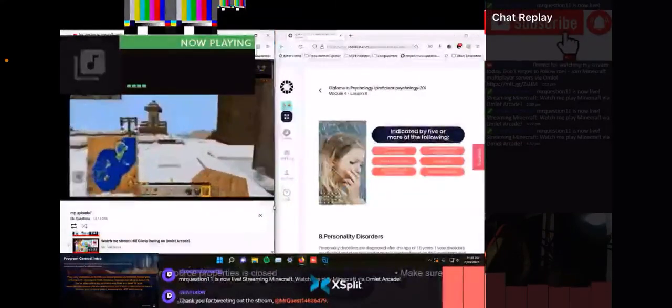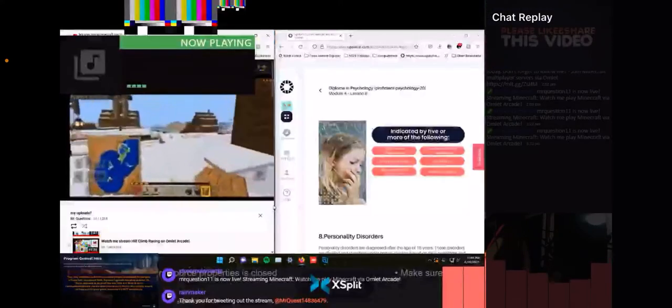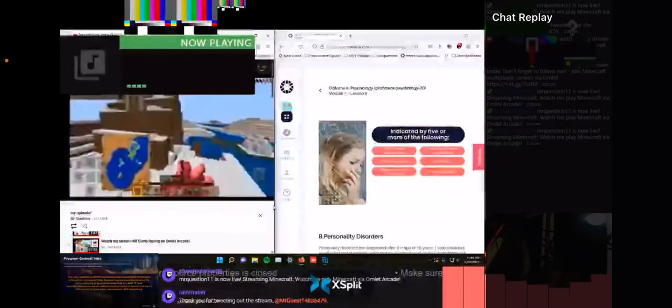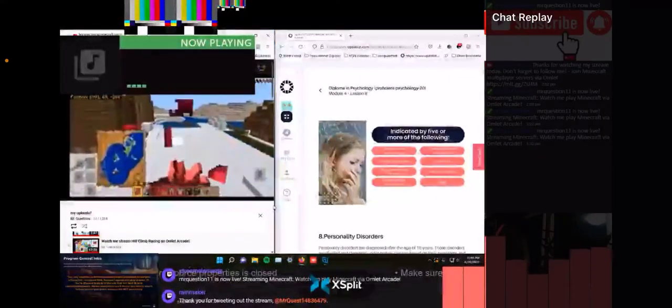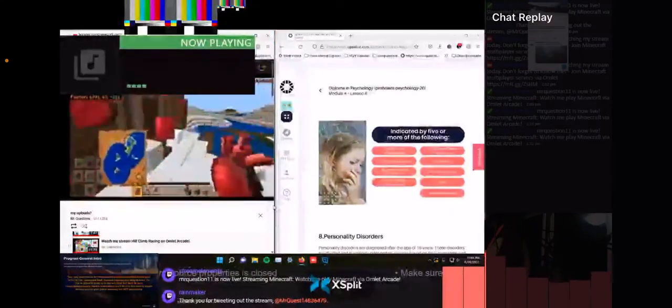Affective instability due to a marked reactivity of mood, for example, intense episodic dysphoria, irritability, or anxiety, usually lasting a few hours and only rarely more than a few days. Chronic feelings of emptiness. Inappropriate intense anger or difficulty controlling anger, such as frequent displays of temper, constant anger, or recurrent physical fights. And transient stress-related paranoid ideation or severe dissociative symptoms.